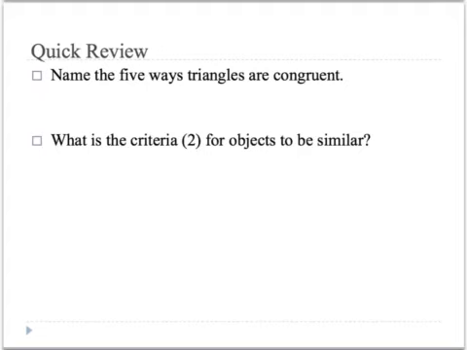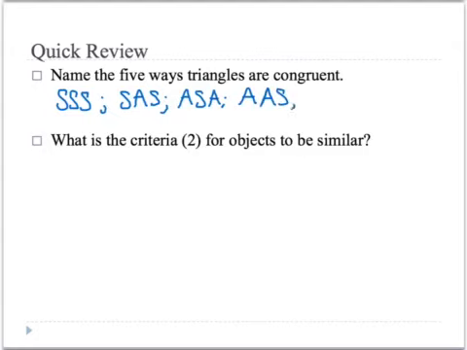Okay, let's start off this lesson with a quick review. I want to see if you can name the 5 ways in which triangles are congruent. Go ahead and write them somewhere down on your paper. And hopefully they match with what I am writing down on mine. We have side, side, side, side, angle, angle, side, angle, angle, angle, side, and then the last one was HL. We're going to use some of these ways to prove triangles are similar.